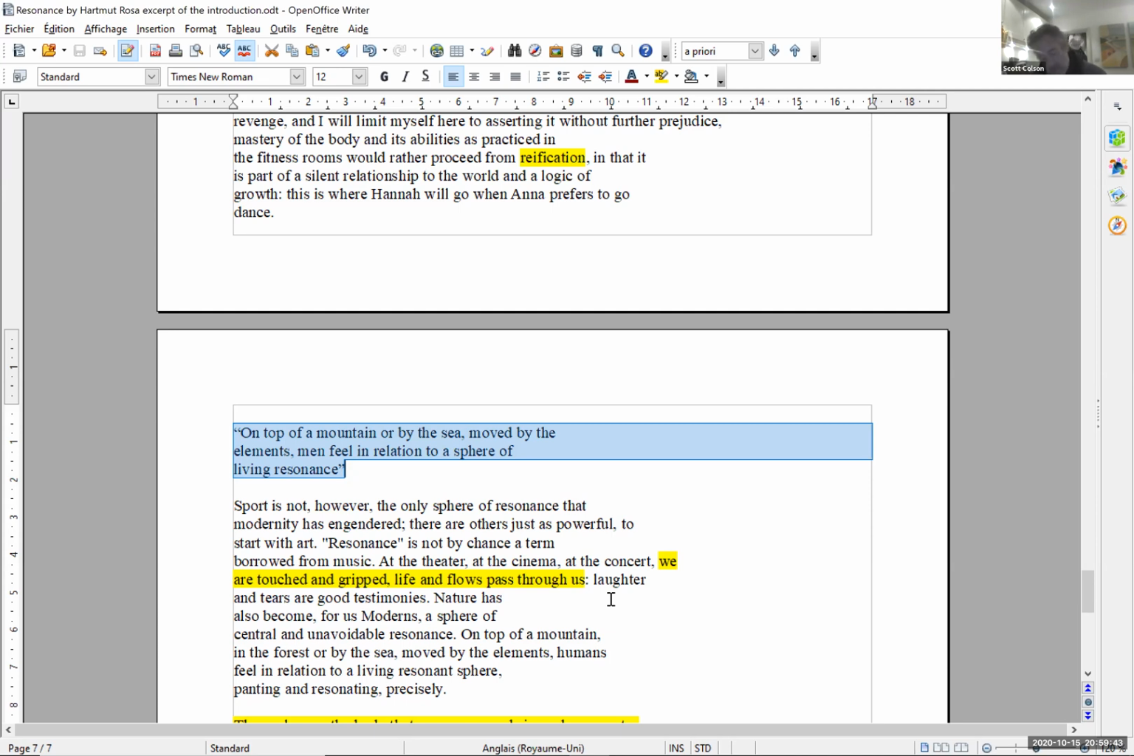Yeah. And just to go on from that, Scott, taking that passage, we mustn't forget in relation to the sphere of living resonance. And I think that's important that we remember, because we're talking about relationships in a way. Yep. We're talking about relationships to the world. Mm-hmm.